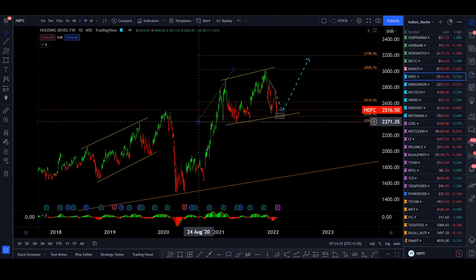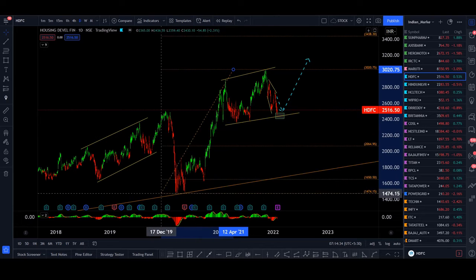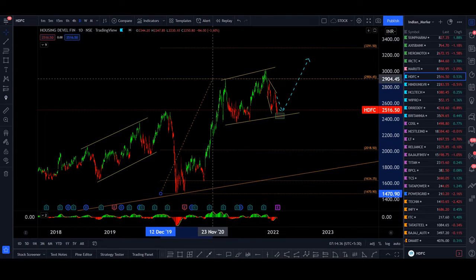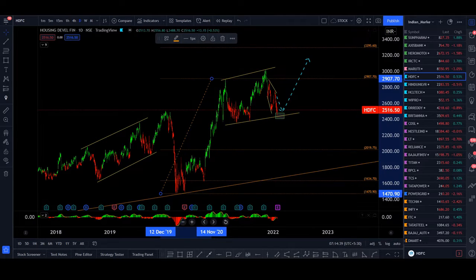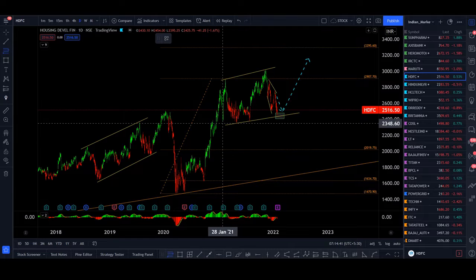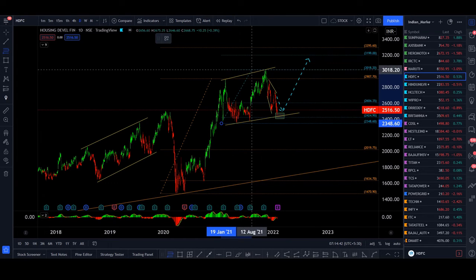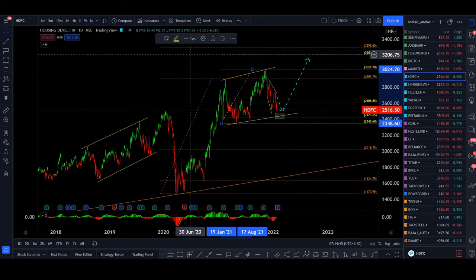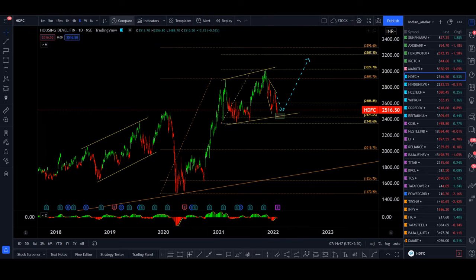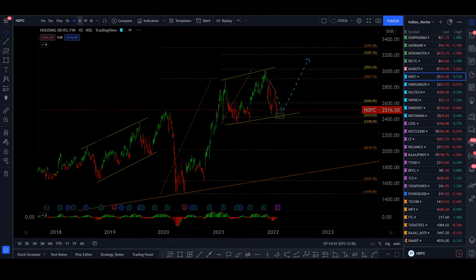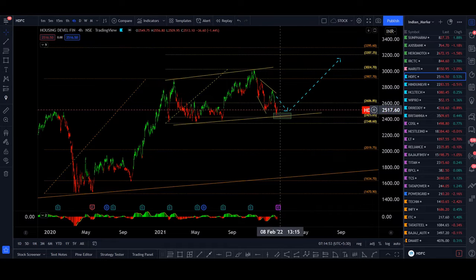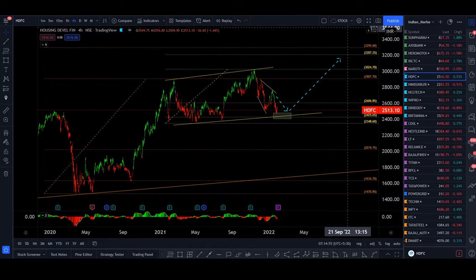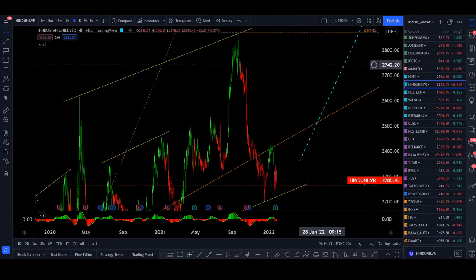Actually, we can just move this to a bigger time frame to give an idea, and we will also add another Fibonacci at this level for an hourly trade. Okay, so for the coming week, this could be a good trade, but it's not mature enough to enter. So moving to Hindustan Lever.